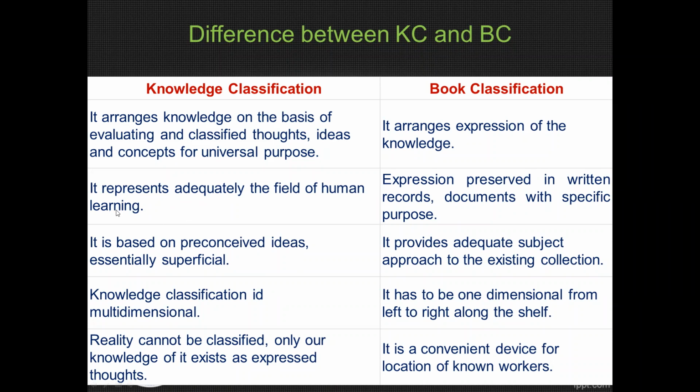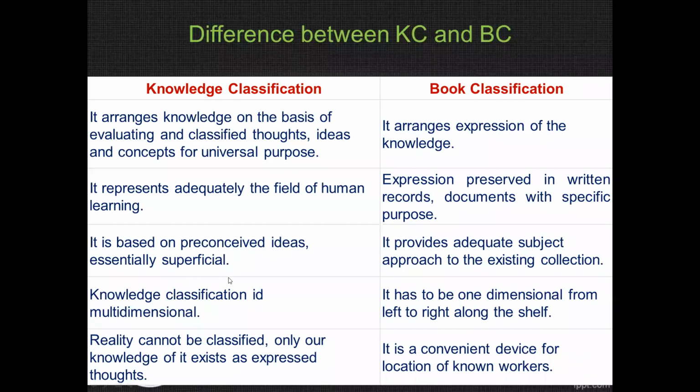Whenever new knowledge comes, the human will learn something, and it will adequately represent the field of human learning. Here in the book classification, whatever expressions are preserved in the written record, it may be a book or any type of document with a specific purpose, that is what we are doing in the book classification. Then it is based on a preconceived idea.